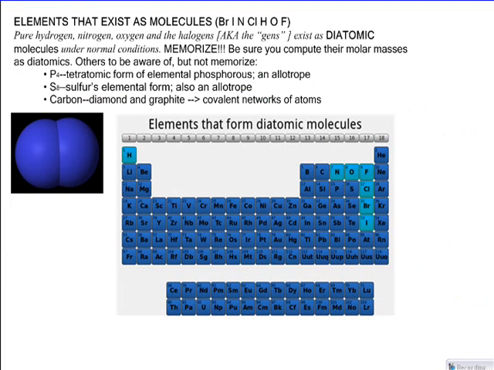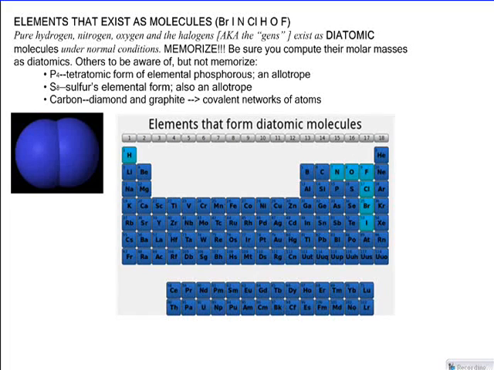Now, before we move on, it's important that you know that some elements never appear as just elements, as just by themselves. These are called diatomic elements. And the way that I remember them is Brinkelhoff. They are bromine, iodine, nitrogen, chlorine, hydrogen, oxygen, and fluorine. They are never by themselves. They always appear in a compound.